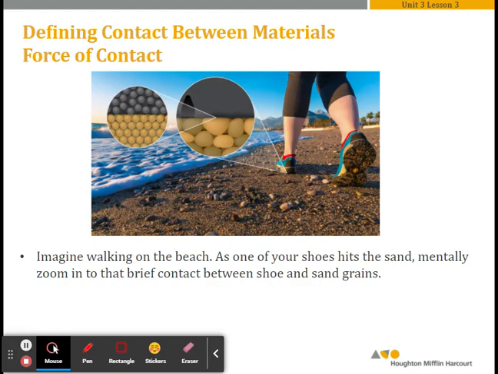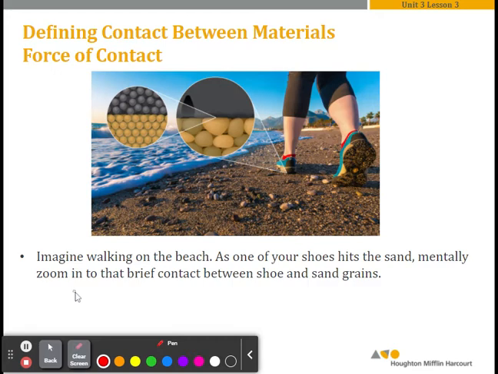Imagine that you go walking on the beach. Of course, you know that the beach is made up of tiny particles of sand. You also know that your shoe is made up of particles called molecules, and that those molecules are made up of atoms. So if you zoom way, way in on what's happening where the shoe and the sand come into contact with each other, you would see something like this, where the shoe, which seems to be pretty solid, you can't see any space between those molecules.